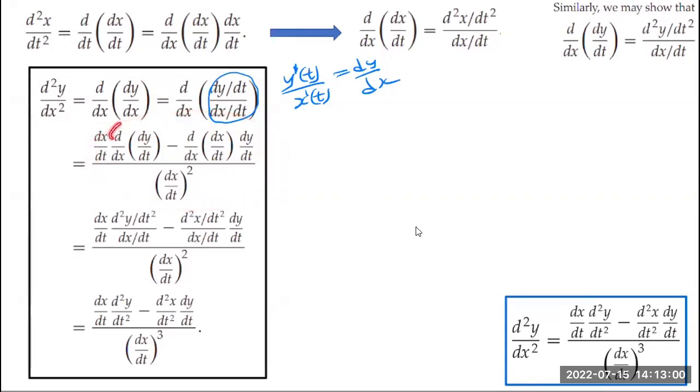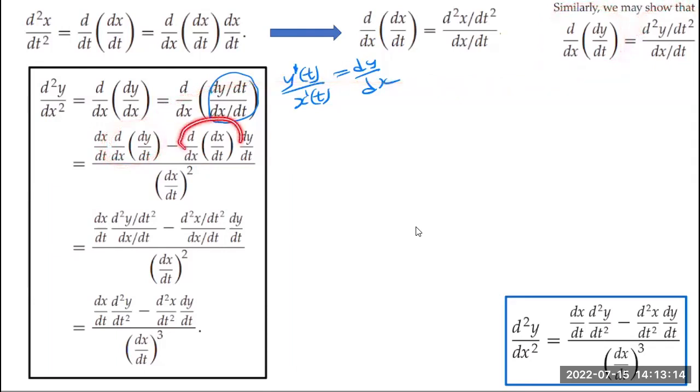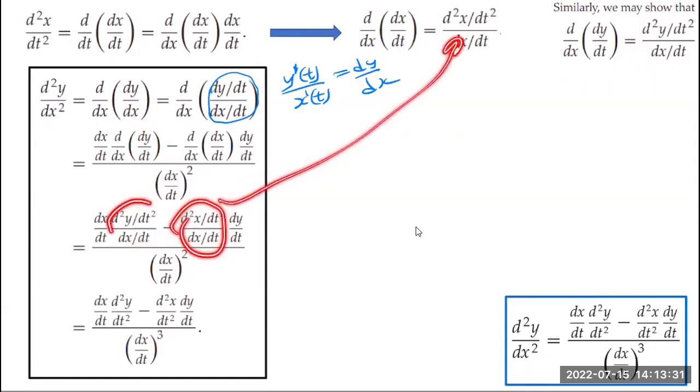Now we can plug in for these two quantities using the equations that we already found. We found equations for these two quantities. This is exactly this, so I can replace that by this expression. This part is exactly this right here, so I can replace that with this expression. That's what I do here. I plug in that quantity here and this quantity here. So I get this formula.